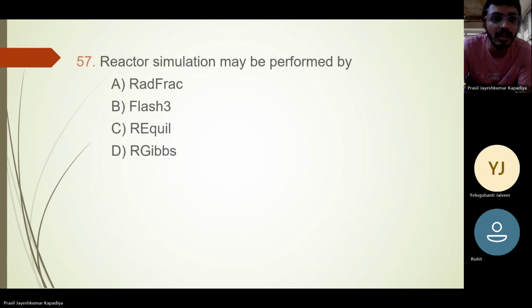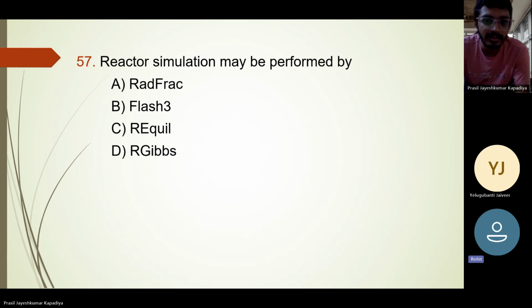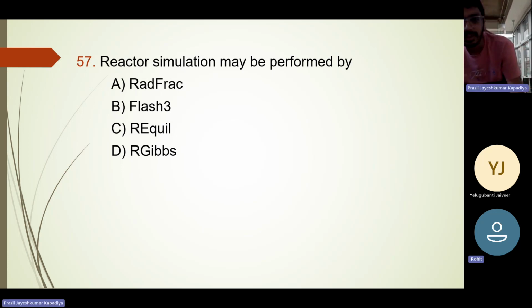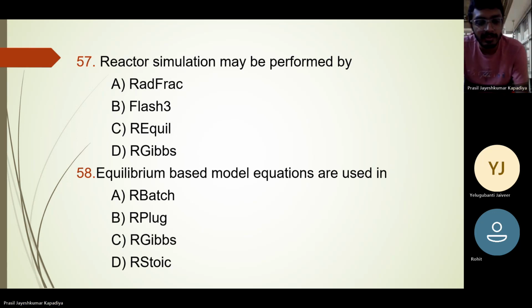Reactor simulation may be performed by both of these last two options. Yes, they give equivalent results. Equilibrium based model equations are used in Gibbs. What does it do? It minimizes Gibbs free energy. It finds the minimum point.